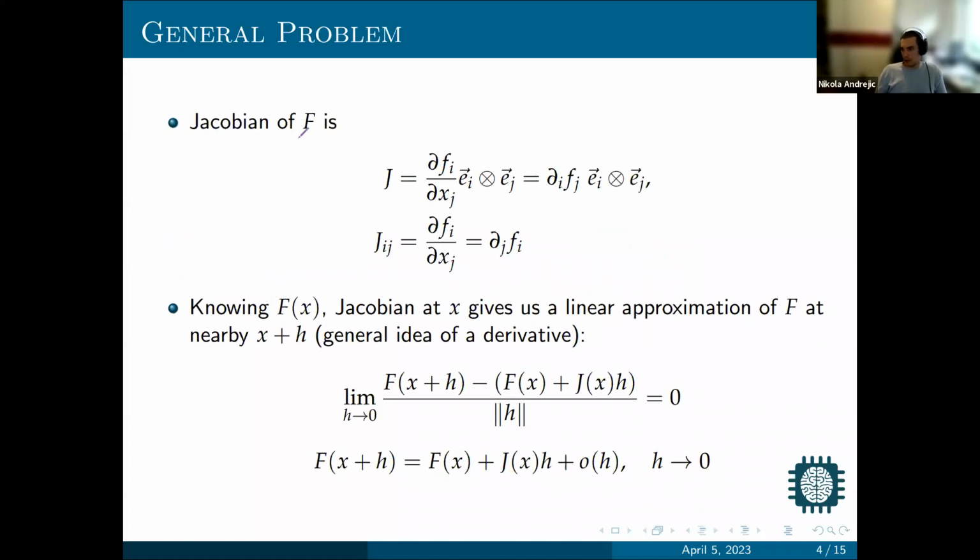So what is a Jacobian? Well, that's essentially a second order tensor whose components are first partial derivatives of coordinate functions f with respect to the inputs, with respect to all of the inputs. So essentially it's a matrix composed of these entries, the partial f_i over partial x_j.